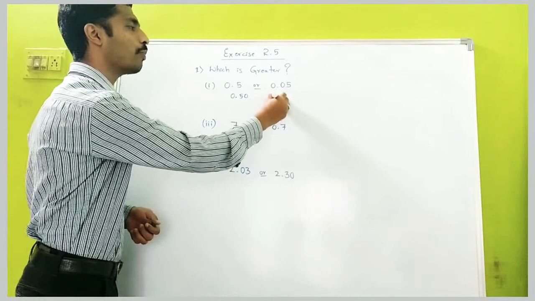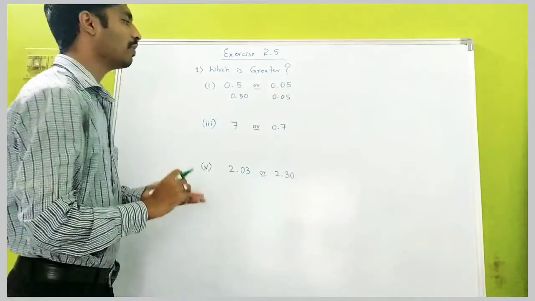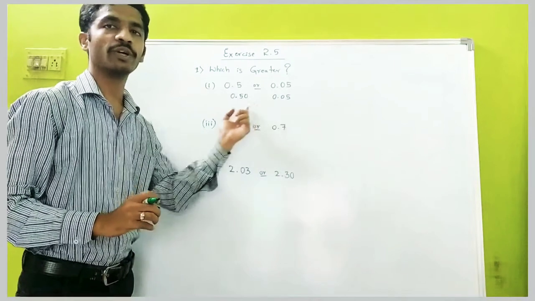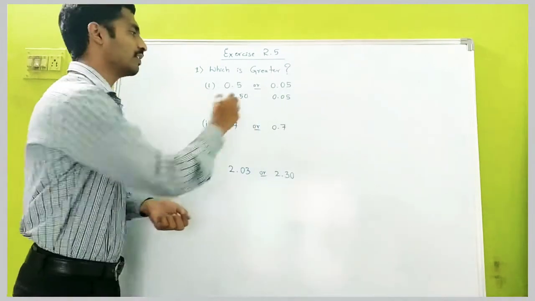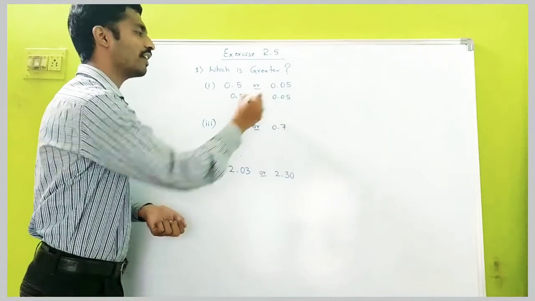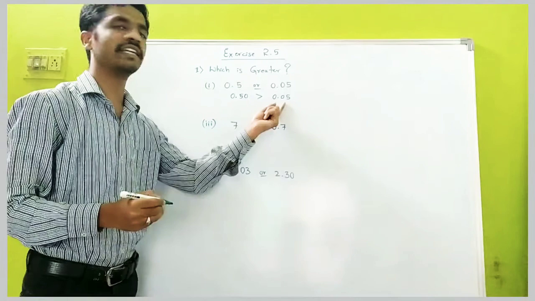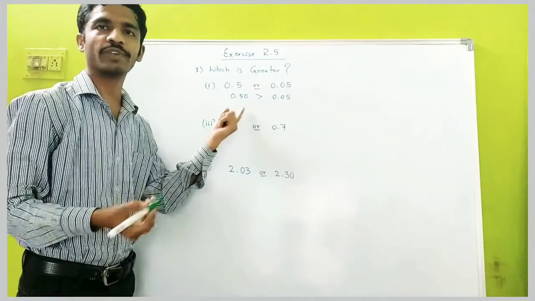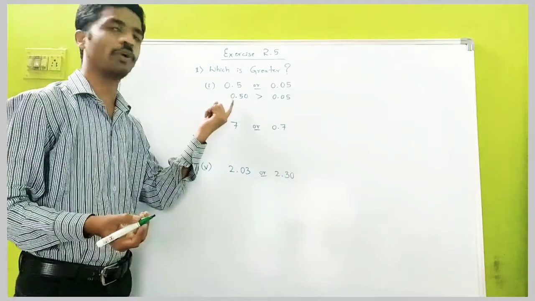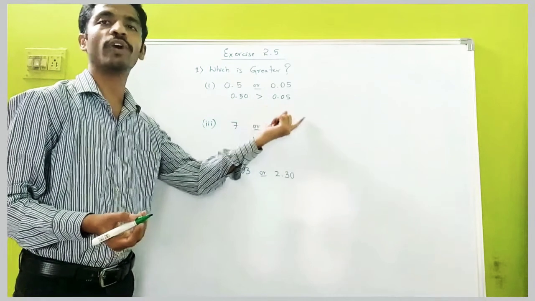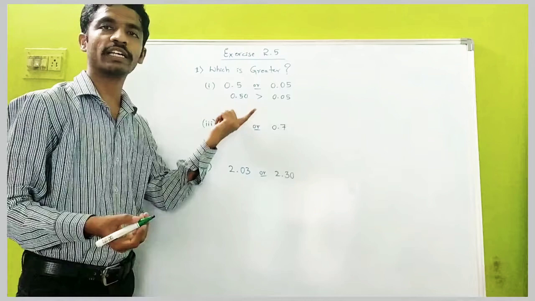Now 0.05. Now just ignore the points. Here it is 50, here it is 5. Now you can say which will be the greater? 0.50 will be the greater, because if you ignore the point, think of it as 50 and the other as 5. Which will be the greater? 50 is always greater. So 0.50 is greater than 0.05. So understood how to take the greater numbers?